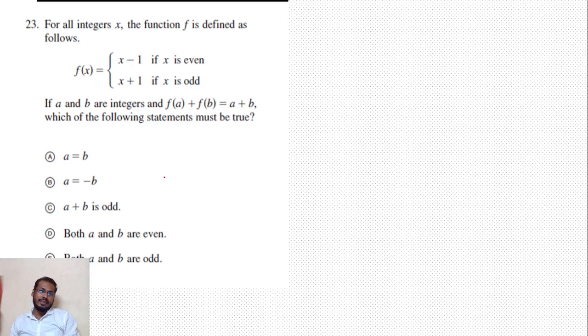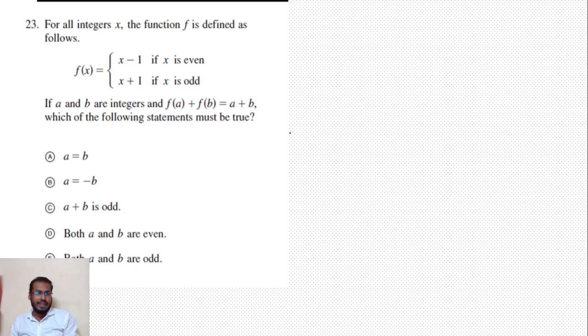For all integers x, the function f is defined as follows. F of x is equal to, two things are given. One is x minus 1 if x is even, x plus 1 if x is odd. So if a and b are integers and f of a plus f of b is equal to a plus b, which of the following statements must be true? So look at this, even and odd.